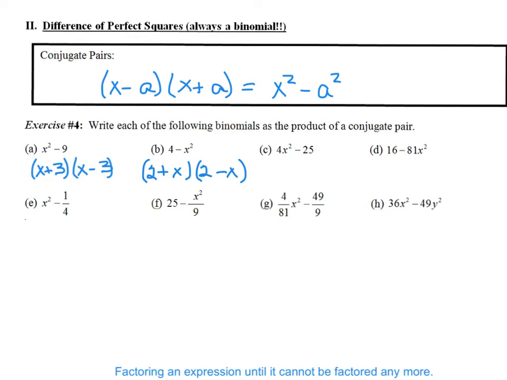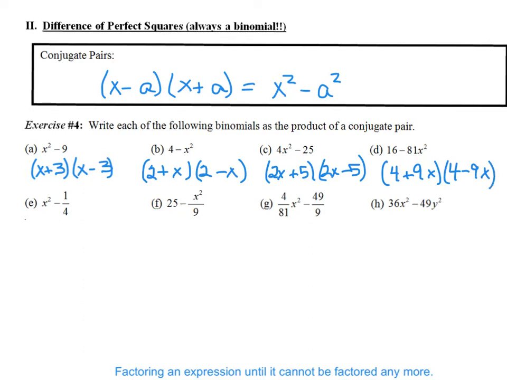For part C, I again see that 4x squared minus 25 are both perfect squares. So this is going to be the difference of two perfect squares. 2x times 2x gives me 4x squared. Minus 25 is going to be a positive 5 and a negative 5. And it doesn't matter which parentheses I put the positive 5 in and which one the negative. For the next one, again, I have the difference of two perfect squares, so I'm going to factor this into 4 plus 9x multiplied by 4 minus 9x.